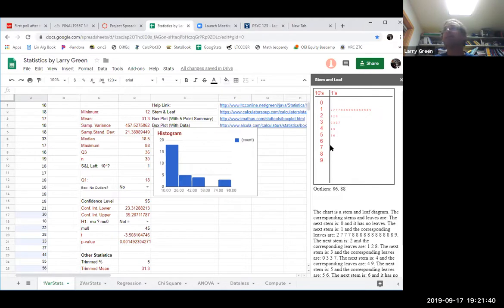The other problem is, let's say you wanted SAT scores and you had all the SAT scores in the country, you couldn't do a stem and leaf because there's too many numbers. You have to have a number for every single value and it wouldn't fit. So stem and leaf doesn't work for very large data sets. Okay, but this one was fine. It wasn't too large. Okay, box plot.